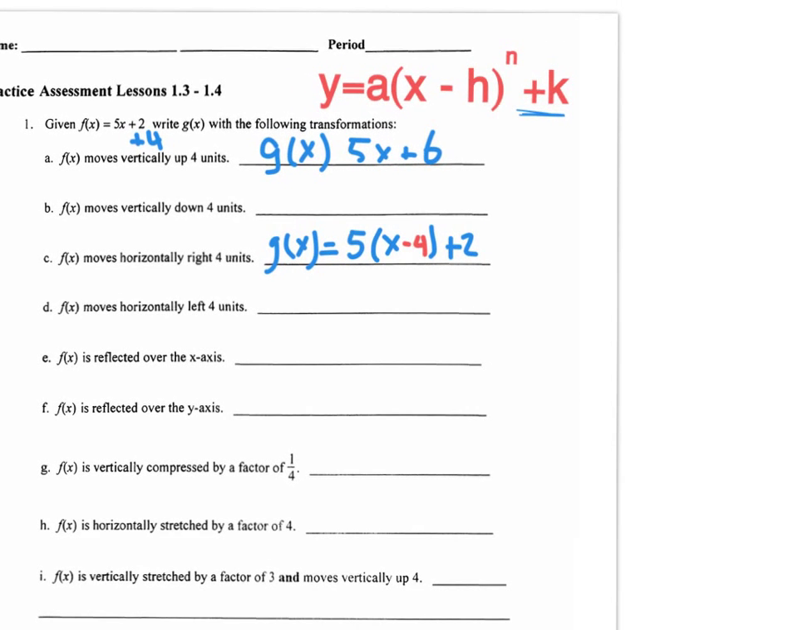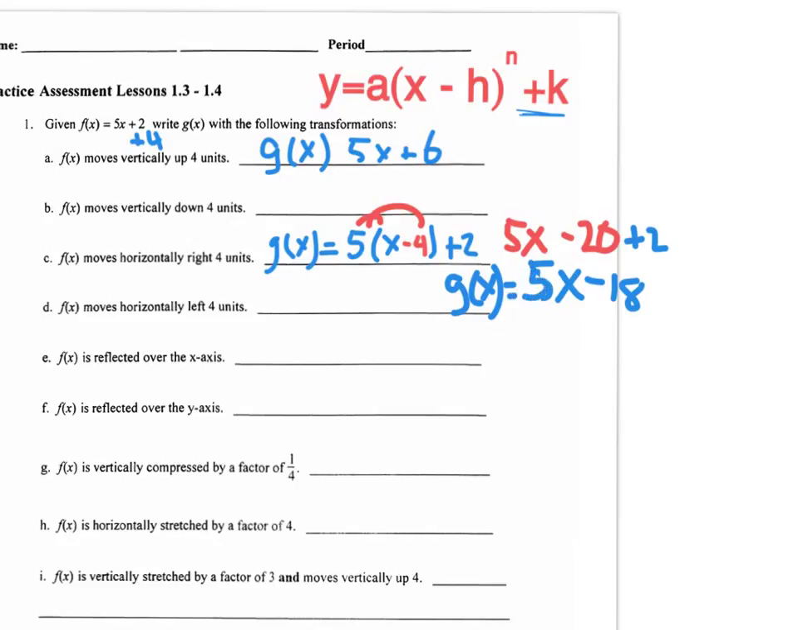I'm going to distribute. So when I go 5 times x, 5 times 4, I'm going to get 5x minus 20. But I still have the plus 2 that's on the outside. So my final answer for part C is going to be 5x minus 18. And that's my g of x function. I have to put g of x equals right there. Whoops, that's ugly. So yeah, let's just pretend that it's nice and neat. Let me just write it again. G of x equals 5x minus 18.